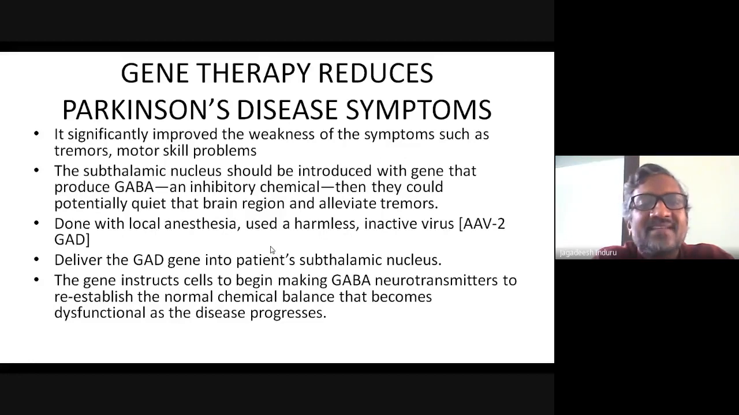It is done with local anesthesia only, not general anesthesia. A harmless inactive virus, adeno-associated virus 2, is given to deliver the GAD gene into the patient's subthalamic nucleus. The gene instructs the cells to begin making GABA, a neurotransmitter, to re-establish the normal functional balance that becomes dysfunctional as the disease progresses, and it will bring normalcy. By doing that, the tremors will be treated.